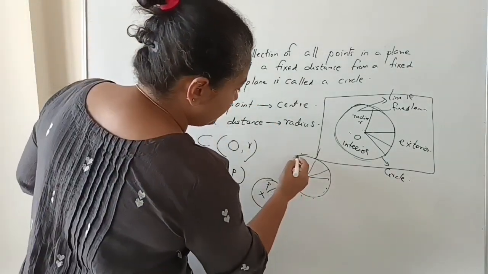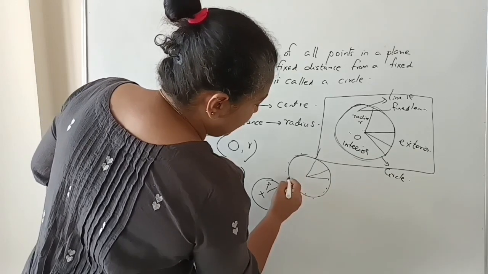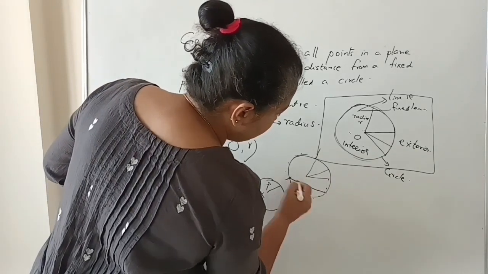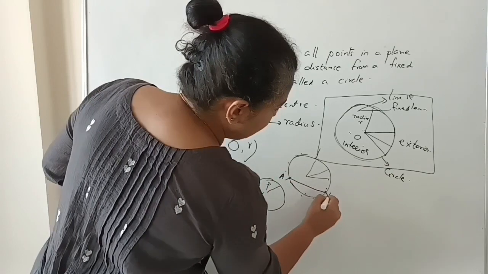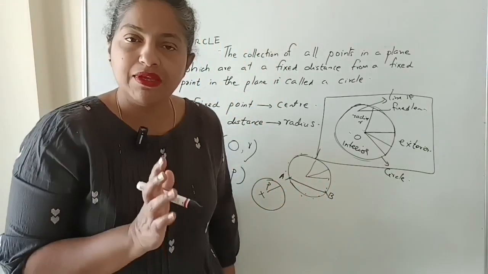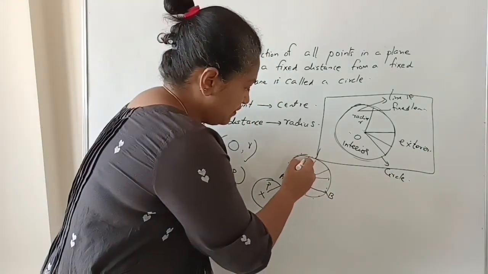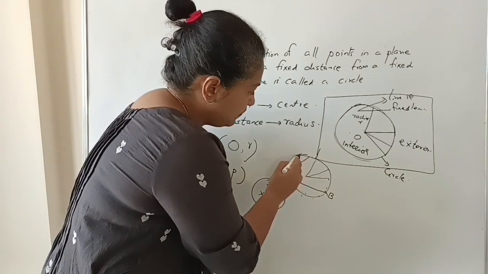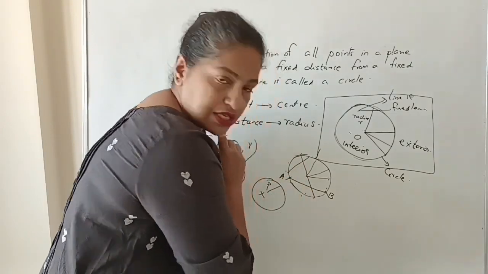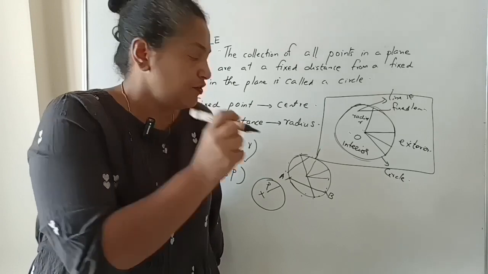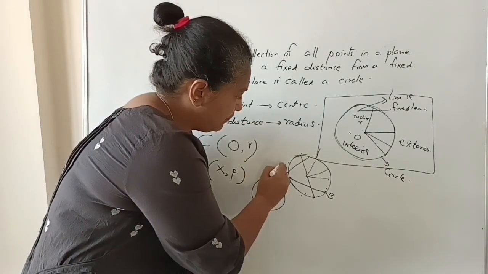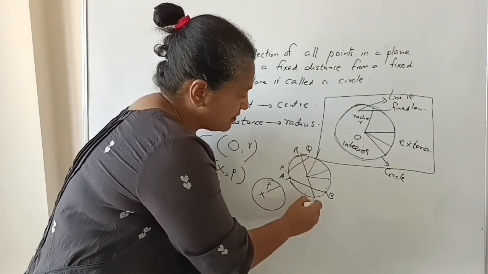Suppose you have a circle and you are joining any 2 points and naming it as AB. So AB is a chord of a circle. This is also a chord of a circle. This is also a chord of a circle. Now, what is the difference between AB, PQ and RS?